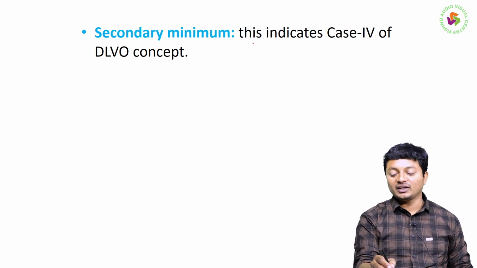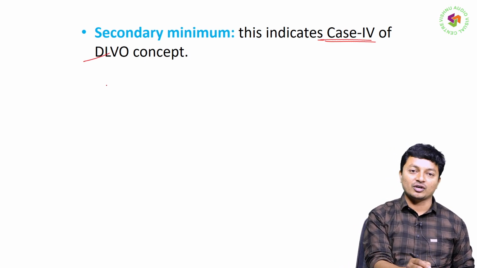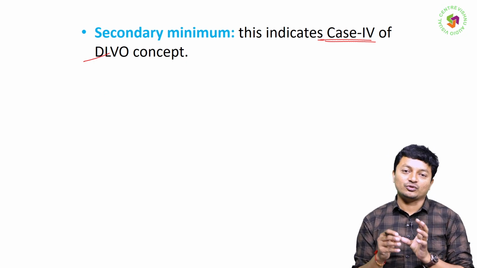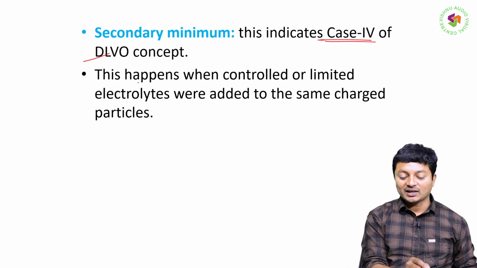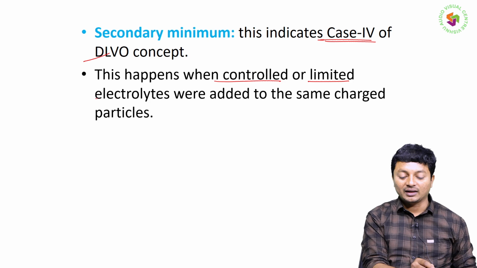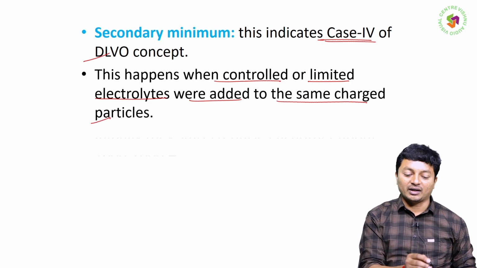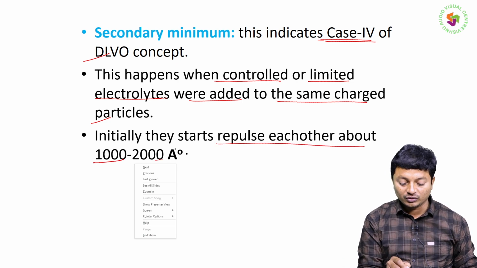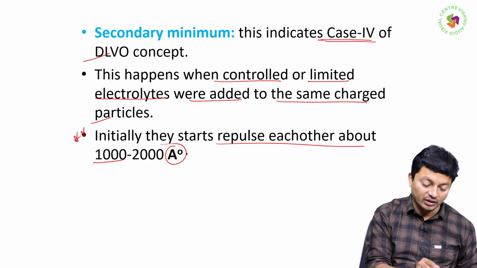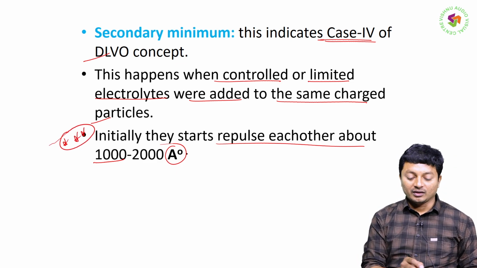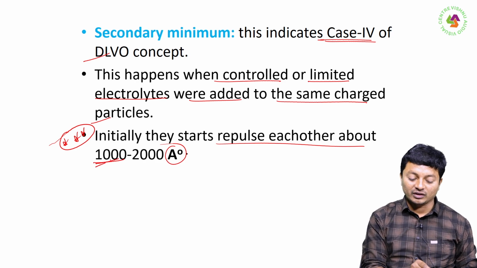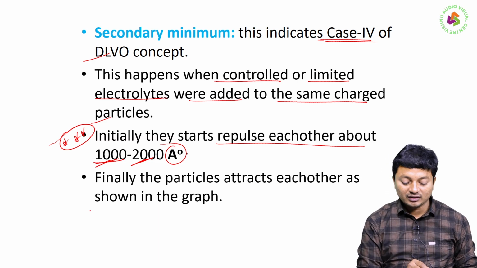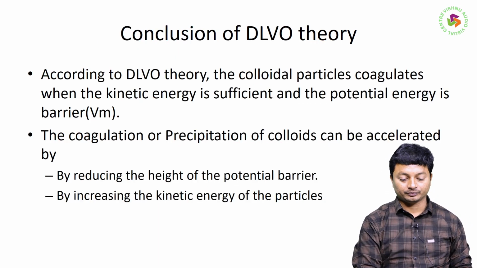Secondary minimum. This indicates case 4 of the DLVO concept. In case 4, we applied a limited amount of electrolytes to the same charged particles. This happens when controlled or limited electrolytes are added to the same charged particles. Initially they start to repel each other at about 1000 to 2000 angstroms. Important one for your competitive exams. They will start to repel at about 1000 to 2000 angstrom. Finally, the particles attract each other as shown in the graph.